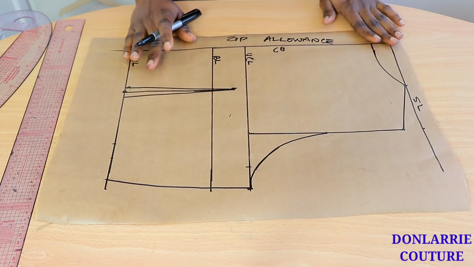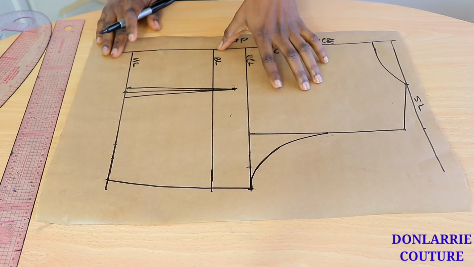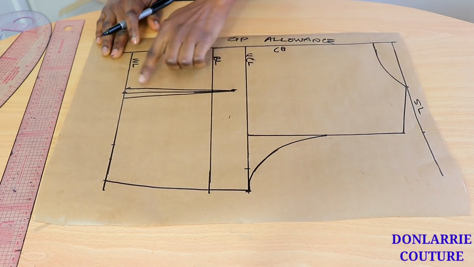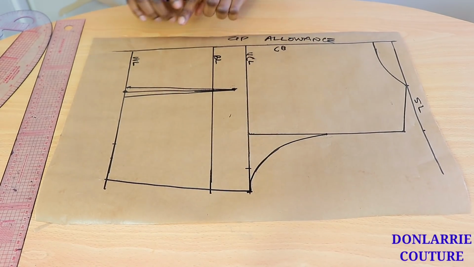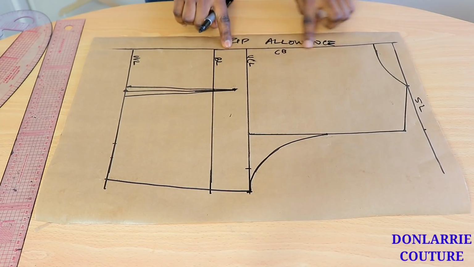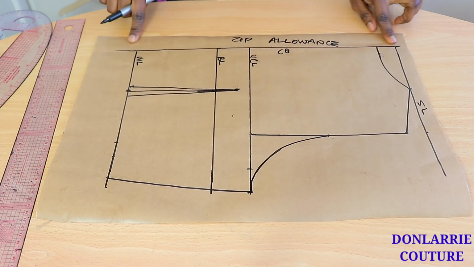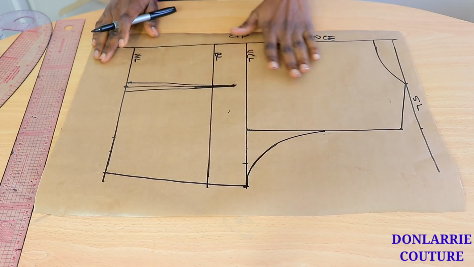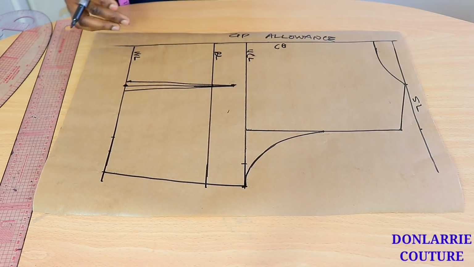To create the back pattern, you're going to be needing your back basic bodice, just like I have here. I've created the neckline, the shoulder slope, the armhole curve. I've placed the dart, and also I've created the side seam. And also as you can see at the center back, you will need to add your zip allowance of 1.5 inch. So this is what we have. Now we want to modify this pattern to create the off shoulder pattern.